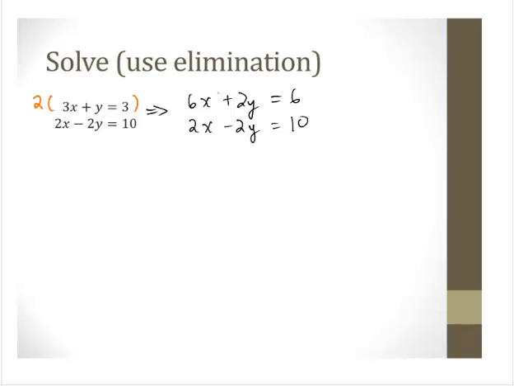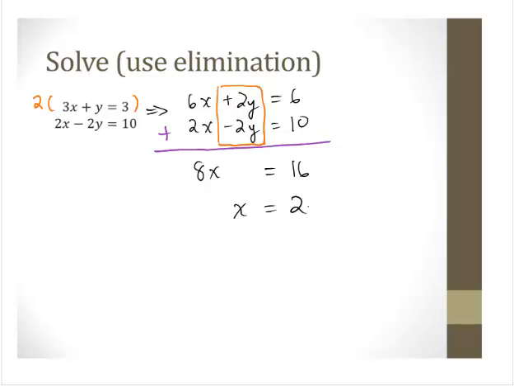Notice I have opposite coefficients on y in this new system. So what I can do now is add these equations together, yielding on the left 8x, 0y, so we don't write that, equals 6 plus 10 is 16. We divide through by 8, and x is 2. So we have the value for x.